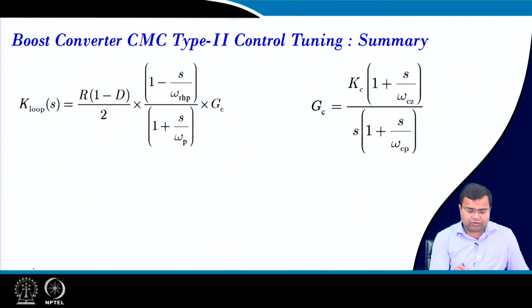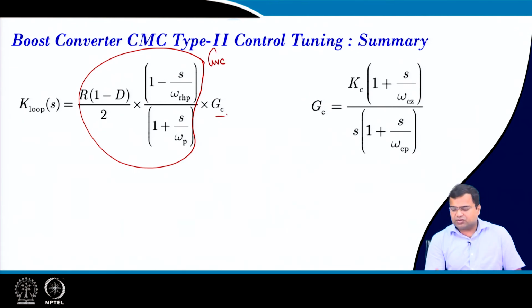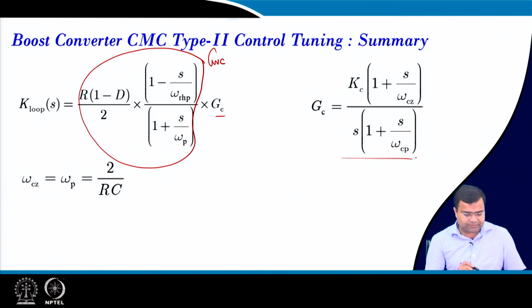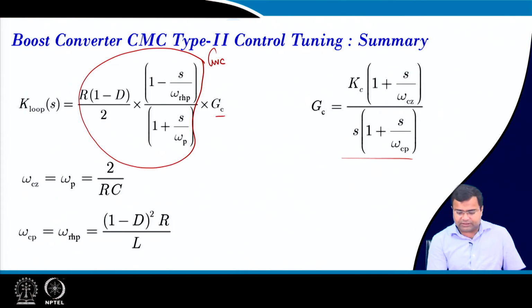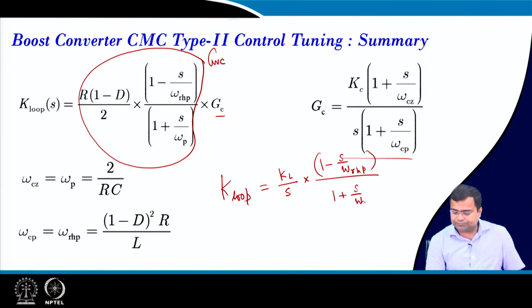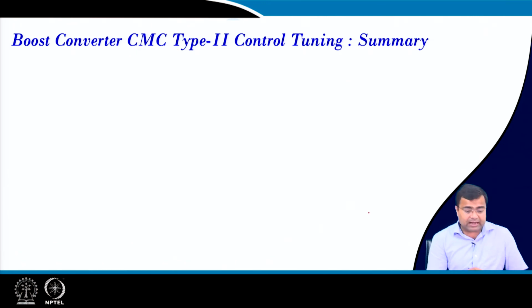So, I think this is all right, because this part is our GVC. So, we have to design the controller. The controller is of this form. Then what is the loop transfer function? After this compensation, the loop transfer function will be some gain divided by S into (1 minus S/omega RHP) divided by (1 plus S/omega RHP). Okay, so that is the loop transfer function, and now we want to design.